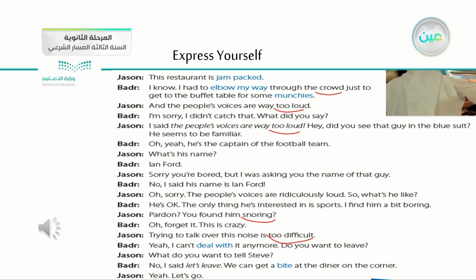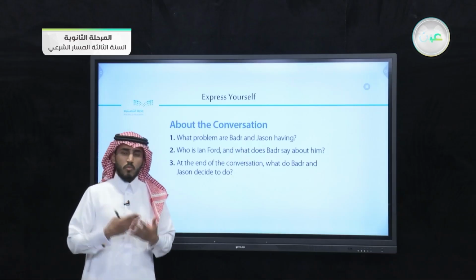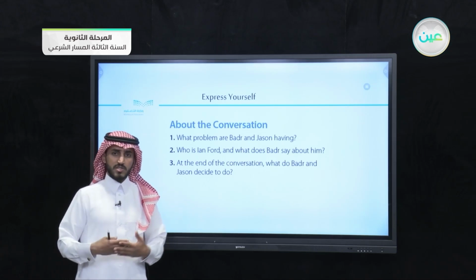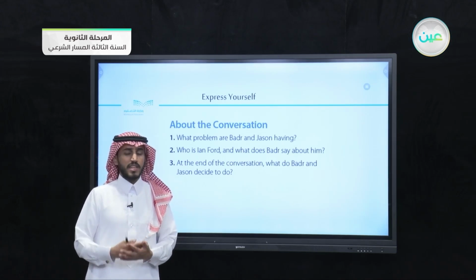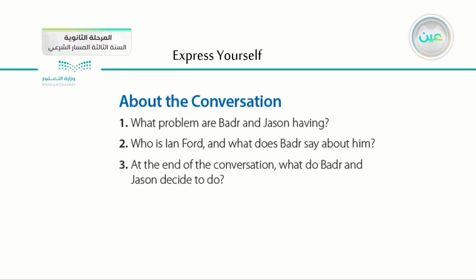After we have listened to this conversation, I think now you are ready to answer some of the questions about this conversation. Number one, what problem are Badr and Jason having? We have talked before about the proper way of answering the questions, or the post-reading questions. We said that firstly we start with identifying the key words in the question. For example, number one, what problem are Badr and Jason having? So we are talking about a problem. This question talks about the situation in general. It doesn't talk about a specific thing. What is the problem they are having?